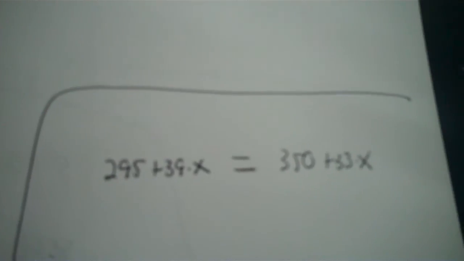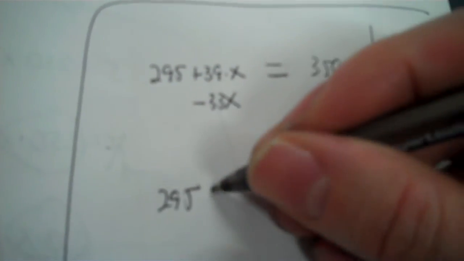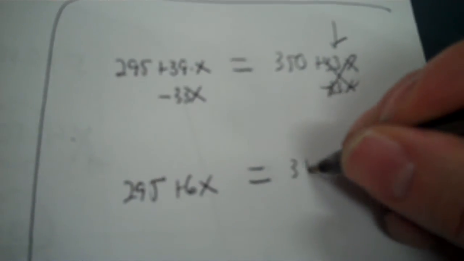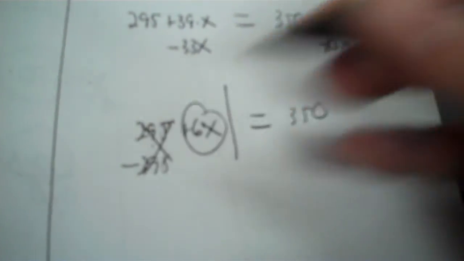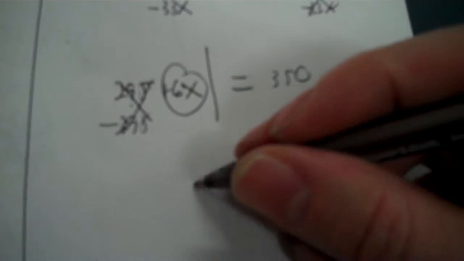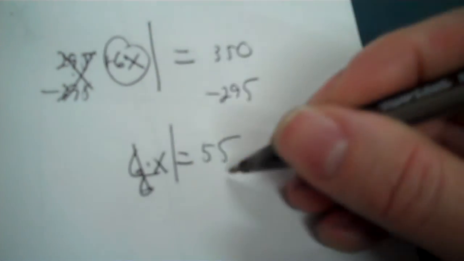Okay, now we solve the equation for X. Now there's X's on opposite sides. You got to take care of that problem, so you get rid of the smaller one. So you're going to have 295 plus 6X equals 350. Now you have X just on this side, okay? Plus and a times. You take out the number that's being added. So 350 minus 295 is 55. And you divide each side by 6.